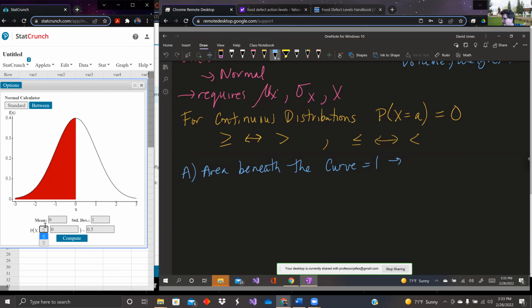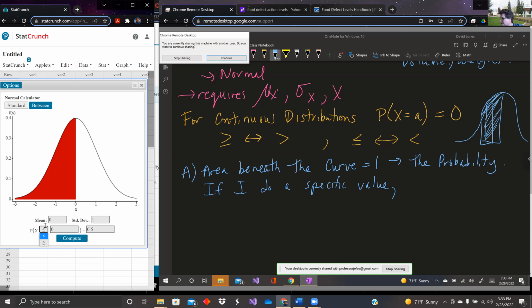And is thus the probability. If I go for a specific value, I am making a rectangle. I can always treat this as a rectangle under the curve, finding that area if I do a region between the curve.